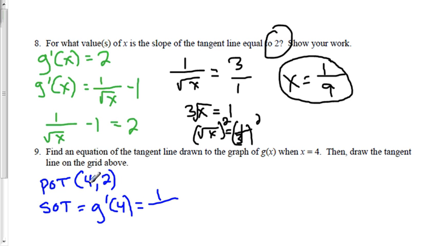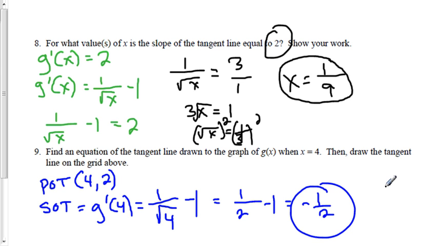So when we get our point of tangency, we have to wait until we get the equation of the tangent line to substitute that back in. If we have the equation of the tangent line, then we're going to get the same y coordinate when I substitute in x. So I got this by substituting into my original g of x, and now on my slope of tangency, it's 1 over square root of x, so 1 over square root of 4 minus 1, and that's 1/2 minus 1, and that is going to be negative 1/2. So my slope of the tangent line is negative 1/2.